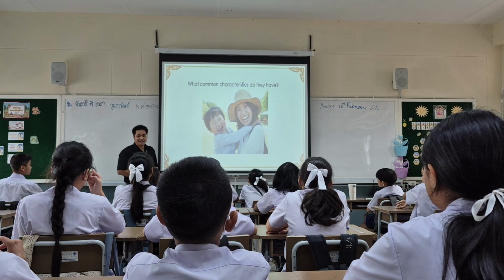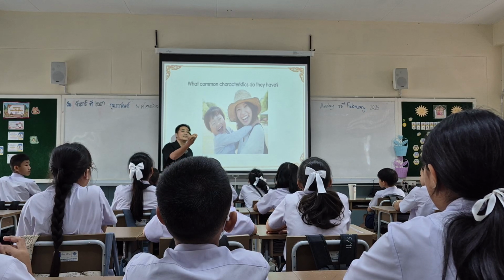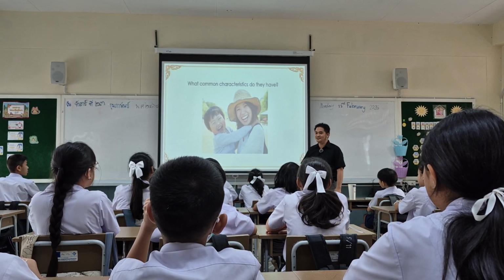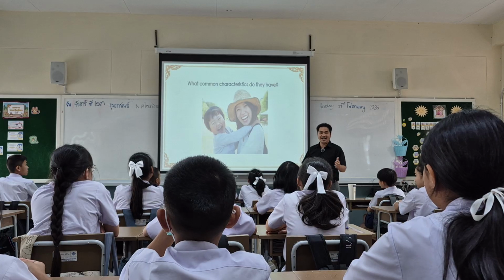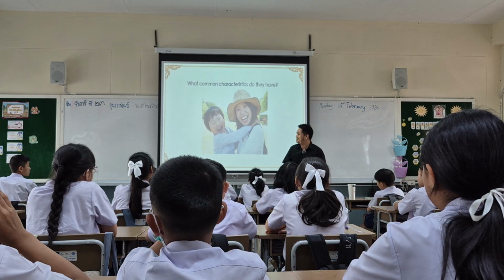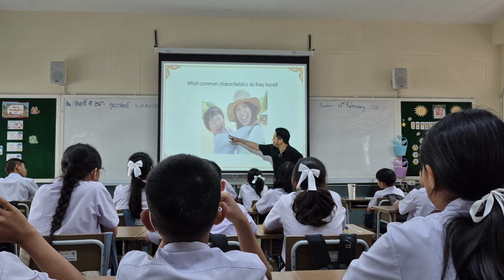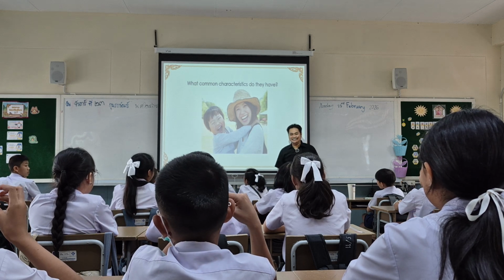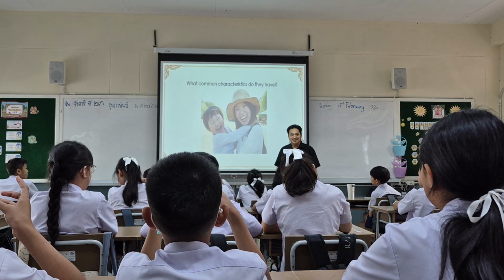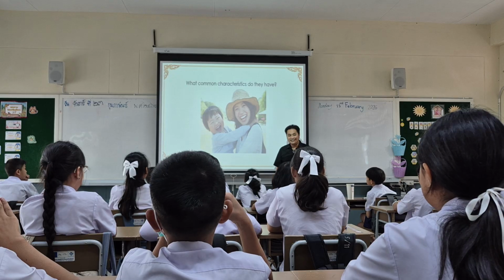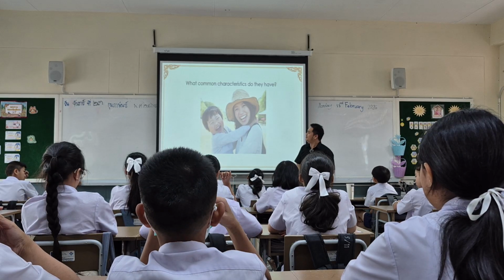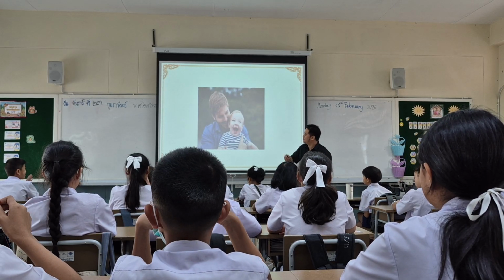What common characteristics do they have? Face. What else? Hair color. What else? The eyes. They have very small and narrow eyelids. What else? Smile. Look at them, they have the same smile. What else? They have skin, the same. They have fair skin. Very good observation. Now let's move on.